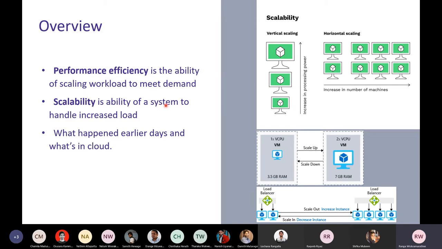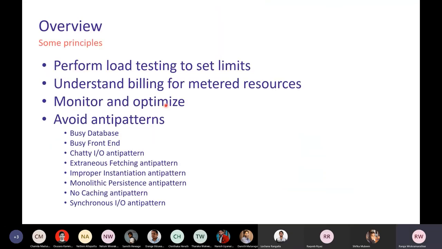So let's go into some principles that we need to adhere to. Some basic principles that we need to consider when we are talking about scalable applications. First thing is perform load testing to set limits. Load testing helps to ensure that your application can scale in, out, or maybe up and down, like I explained earlier, and does not disappear during peak traffic.